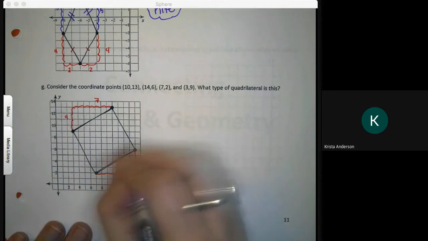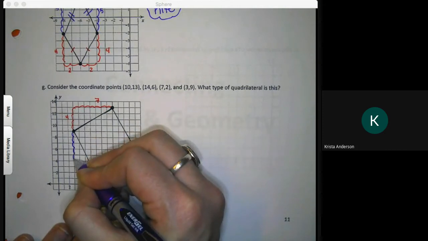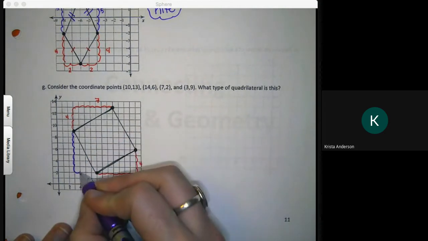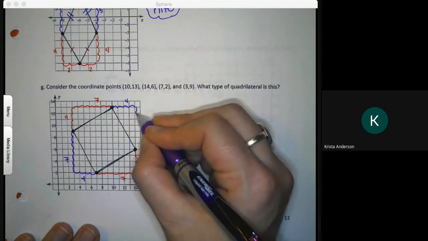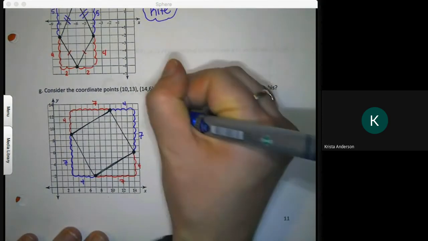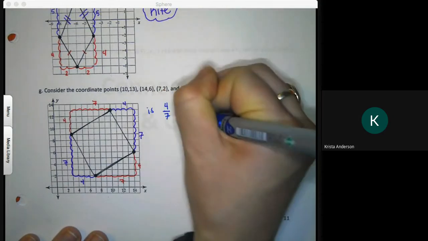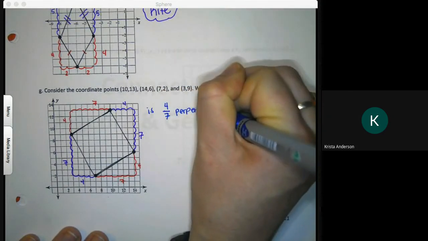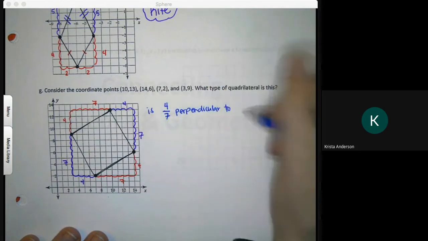Now I'm checking these two. 1, 2, 3, 4, 5, 6, 7. 1, 2, 3, 4. 1, 2, 3, 4. 1, 2, 3, 4, 5, 6, 7. Now I'm going to check, is my slope 4 over 7 perpendicular to down 7 over 4?